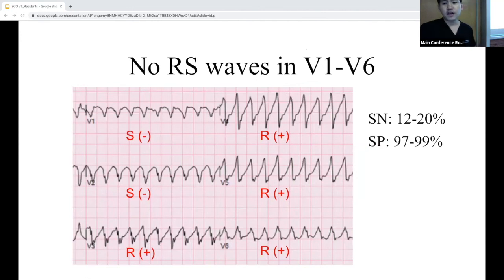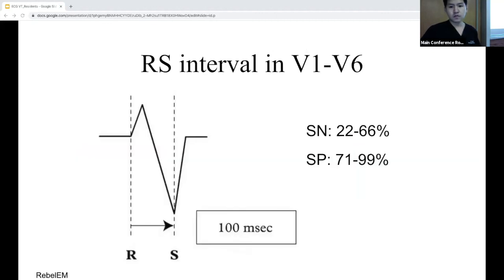Another finding, which was first described by Brugada in 1991, is having no RS waves in V1 through V6. This is kind of like concordance, but you can have mixes of S and R waves. It's pretty specific, but also not very sensitive.